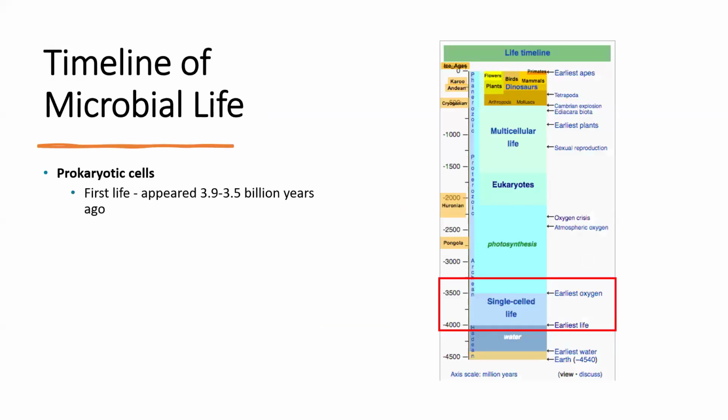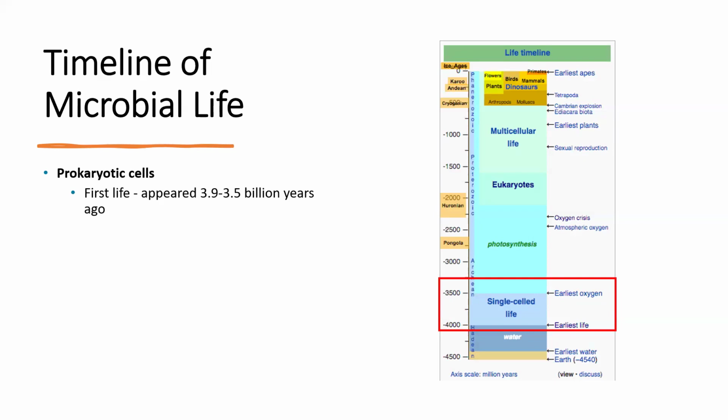Now, let's take a brief history of the evolution of microbial life. When we look at this, we're looking from the bottom up. All right, so Earth formed about 4.5 to 4.7, 4.9 billion years ago. Then water came onto Earth, a couple hundred million years after. And after that, about 3.9 to 3.5 billion years ago, we get the first microbial cells.